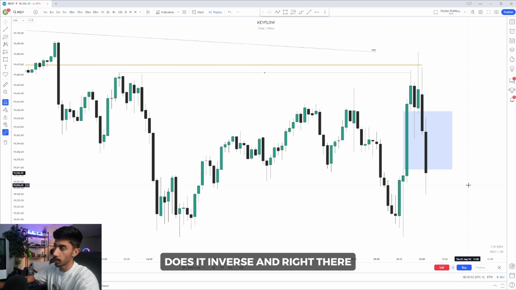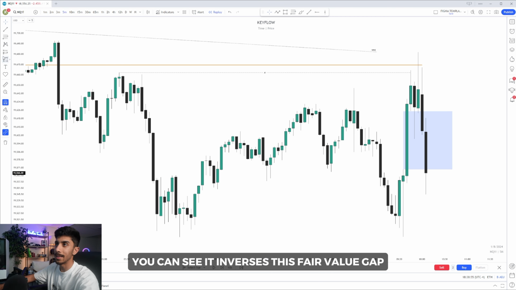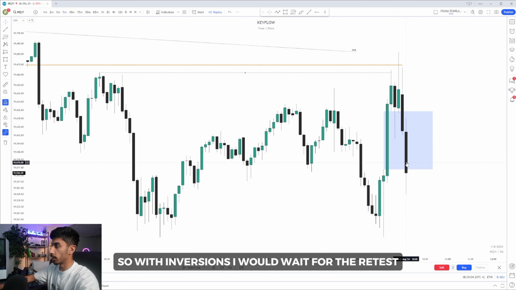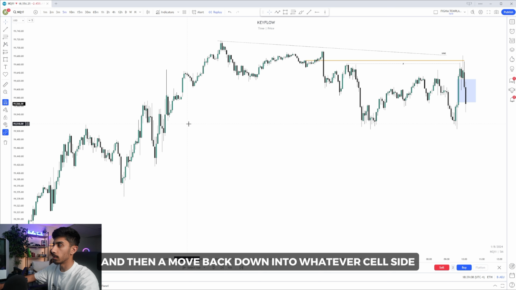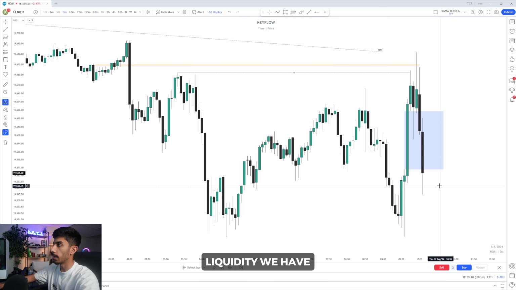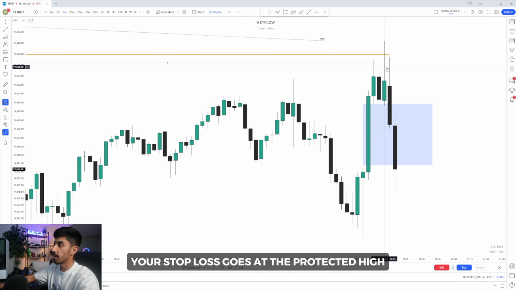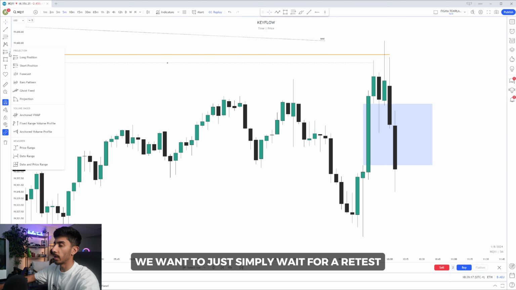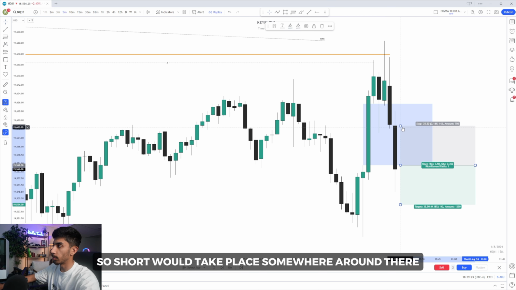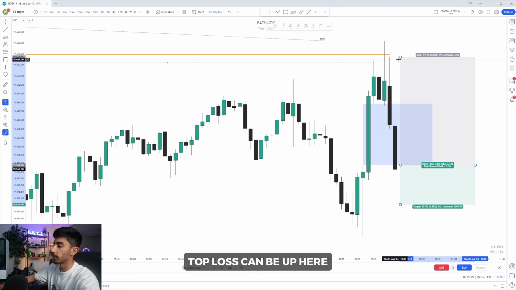Does it hold? Does it inverse? And right there, you can see it inverses this fair value gap. So with inversions, I would wait for the retest and then a move back down into whatever sell side liquidity we have. Your stop loss goes at the protected high, which is up there. Now that we've inversed this, we want to just simply wait for a retest and get into our short position. So short would take place somewhere around there. Stop loss can be up here.